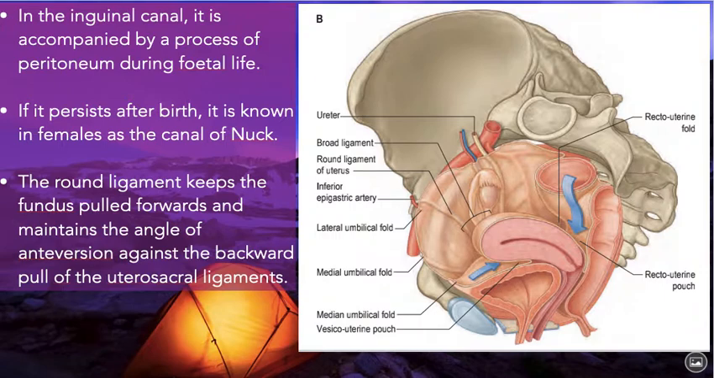In the inguinal canal, it is accompanied by a process of peritoneum during fetal life. If it persists after birth, it is known in females as the canal of Nuck. The round ligament keeps the fundus pulled forward and maintains the angle of anteversion against the backward pull of the uterosacral ligaments. So that's all about the uterus.